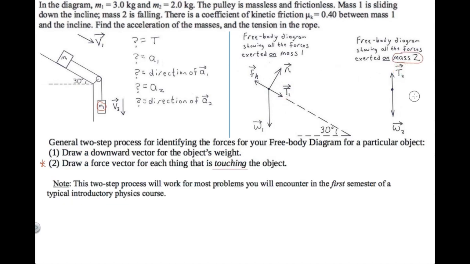Are there any other forces on mass 2? Well, ask yourself, is there anything else that is touching mass 2 besides the rope? No, nothing else is touching mass 2, so there are no other forces on mass 2.